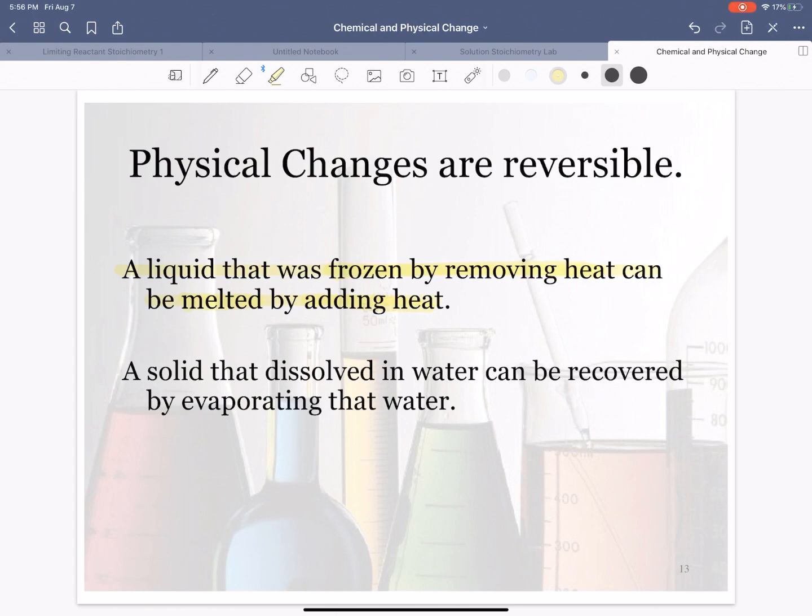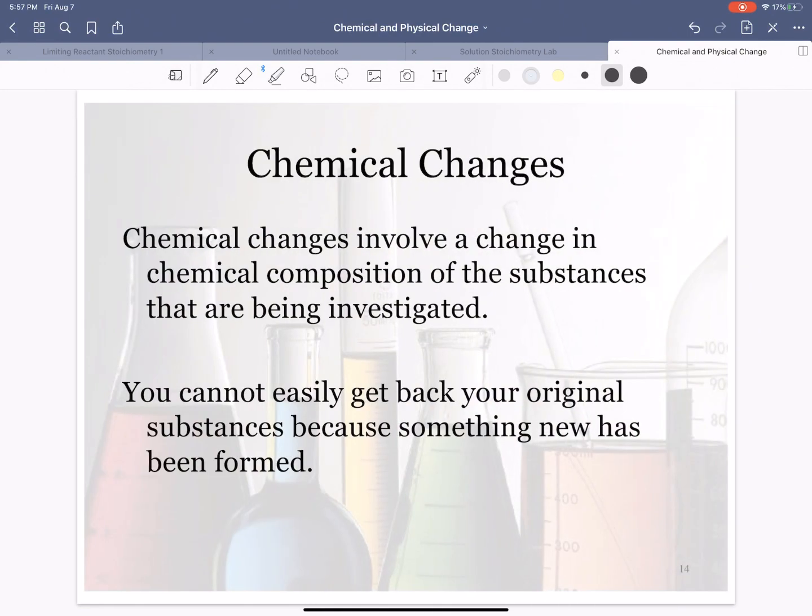Or perhaps we had a solid like salt, and it was put in water. The solid dissolved in water is a physical change. And it is possible to separate those things again by evaporating the water, leaving the salt behind. A second kind of physical change is mixing or unmixing, separating.